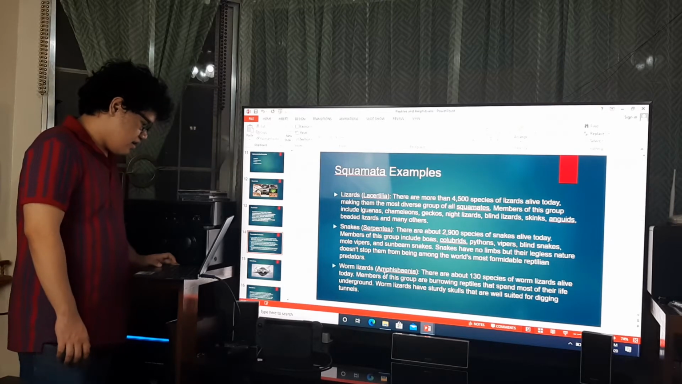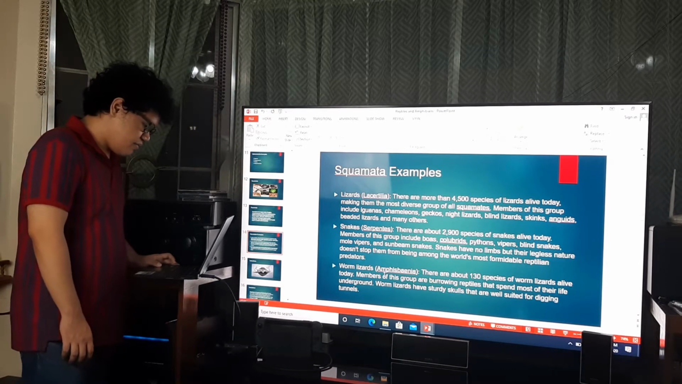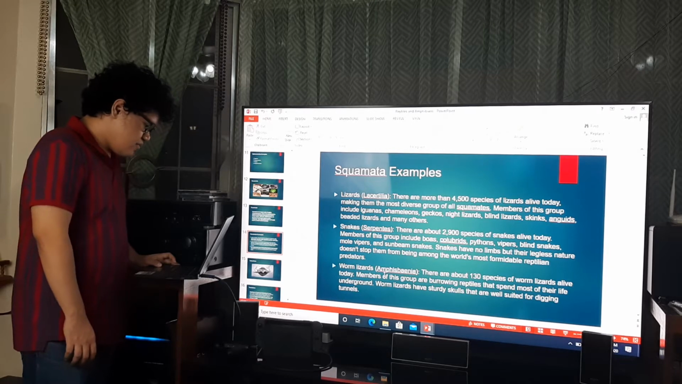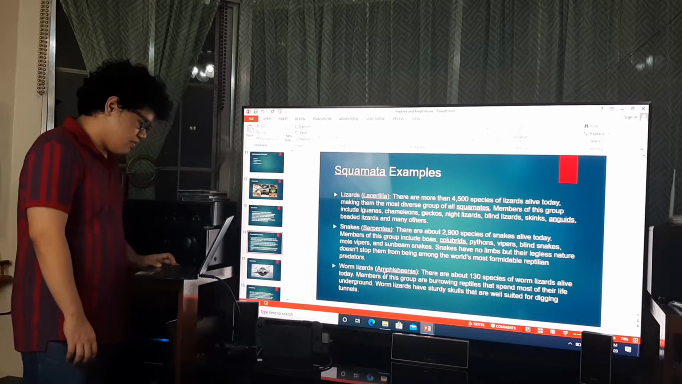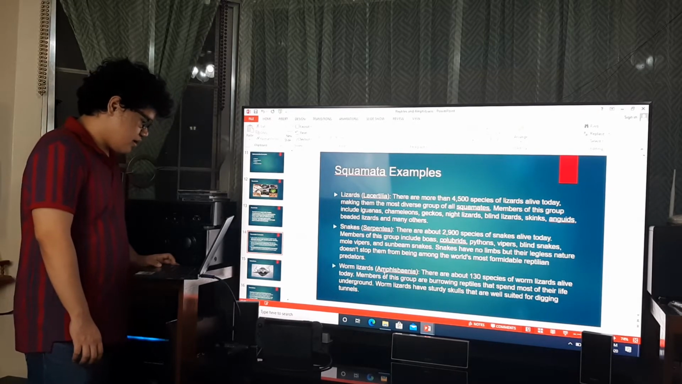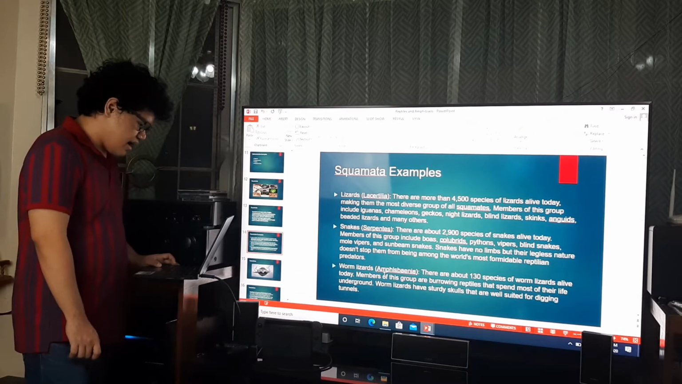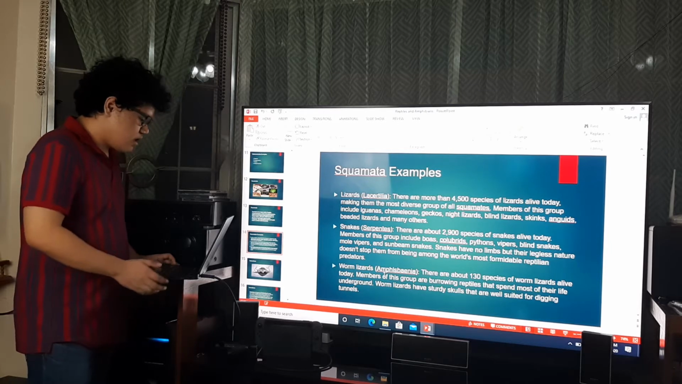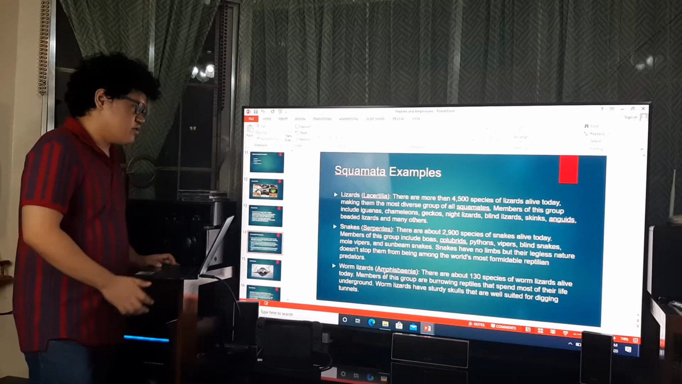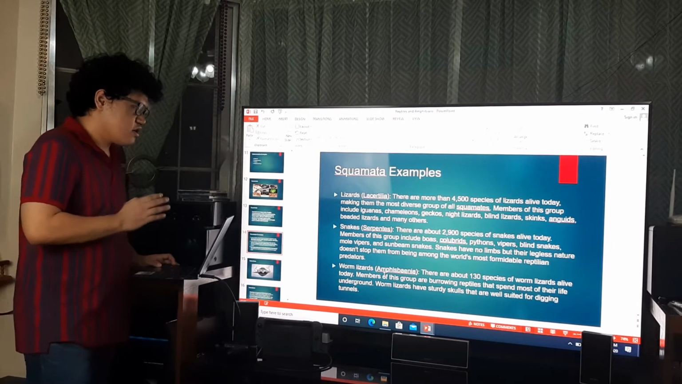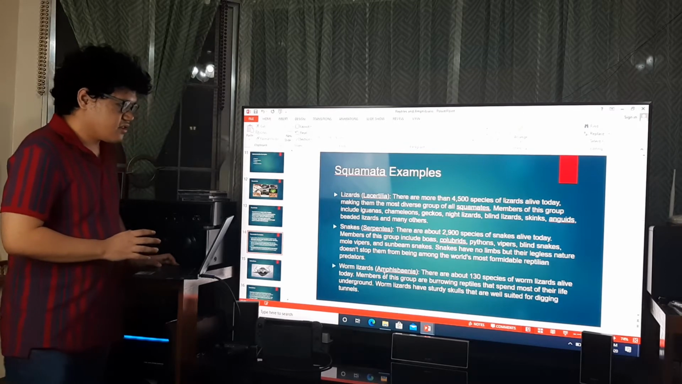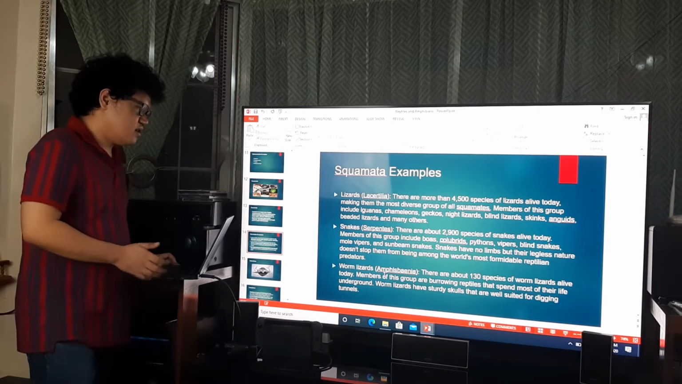Lizards or Lacertilia. There are more than 4,500 species of lizards alive today, making them the most diverse group of all squamates. Members of this group include iguanas, chameleons, geckos, night lizards, blind lizards, skinks, anguids, beaded lizards, and many others. Snakes or Serpentes. There are about 2,900 species of snakes alive today.